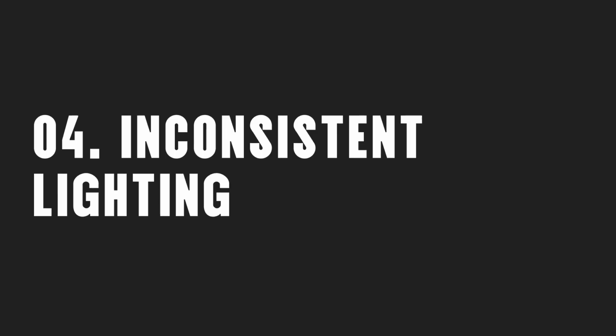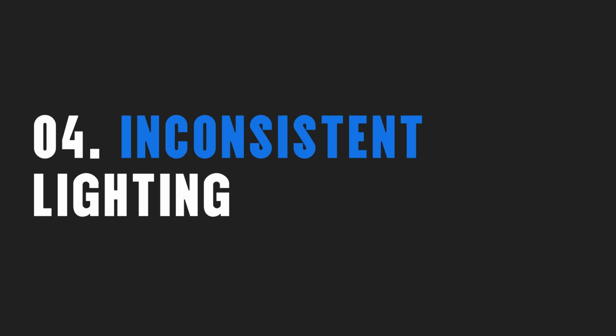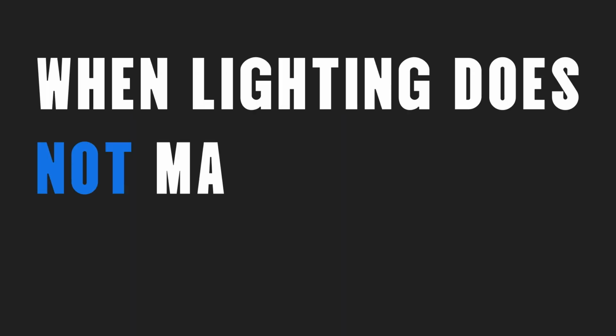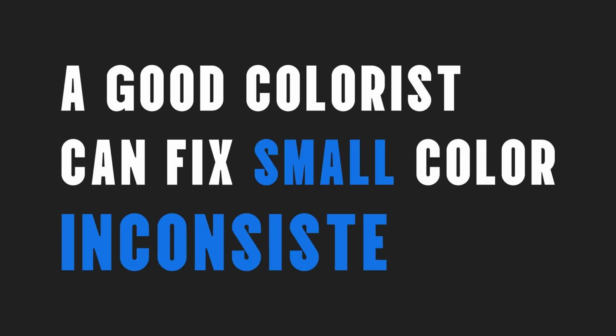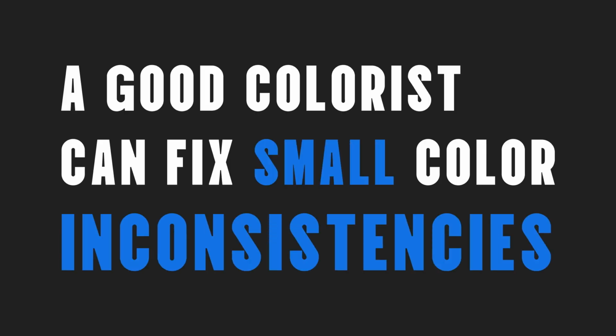The next fatal mistake is inconsistent lighting. Inconsistent lighting is when the lighting does not match within a scene. When you're shooting a film, you're often shooting for long days and out of order, so it's not uncommon that the lighting doesn't quite match in each shot. For small, slight inconsistencies, this usually isn't a big issue and a good colorist can address that. But where this becomes a real issue for both the editing and the overall quality of your film is if the lighting drastically changes within a scene.